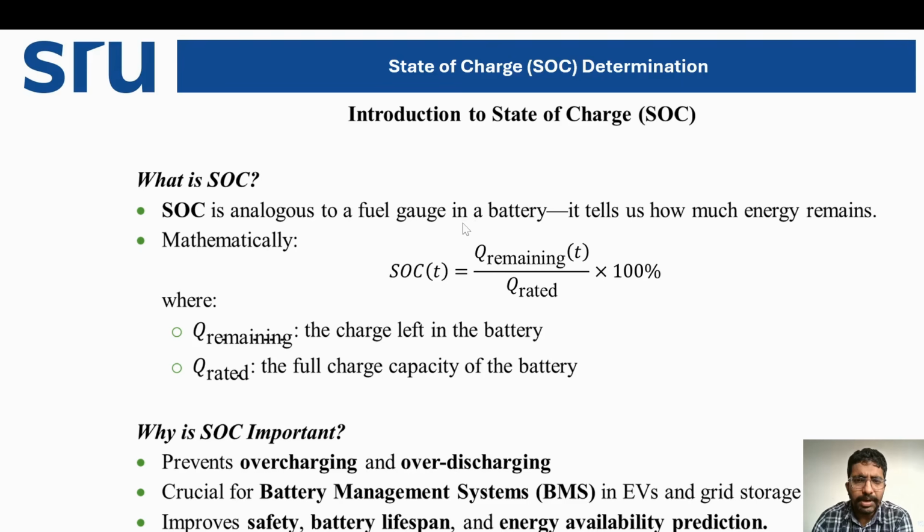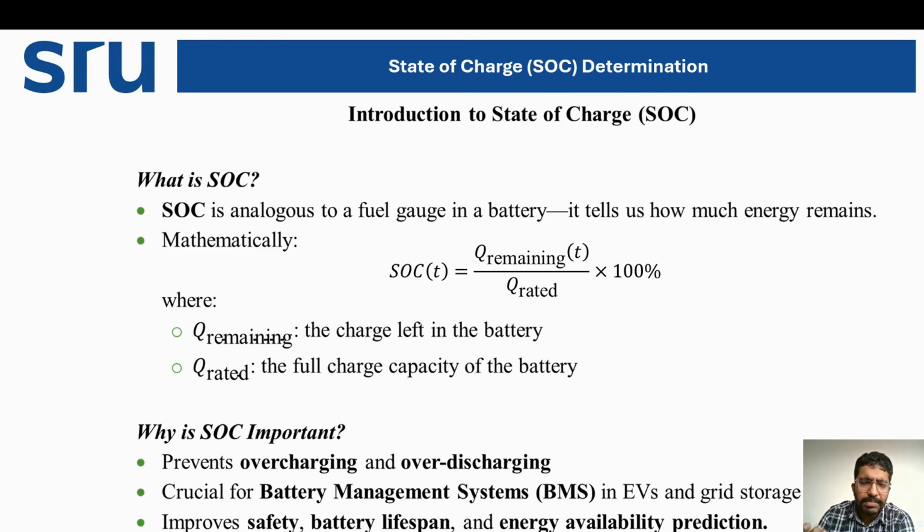In the same way, for a battery, state of charge is nothing but the remaining charge left in the battery, or you can say the charge left in the battery divided by the total capacity of the battery, so Q rated value of the battery, multiplied by 100, because this is generally represented in percentage. So Q remaining is nothing but the charge left in the battery divided by full. So it gives the fraction of charge that is remaining.